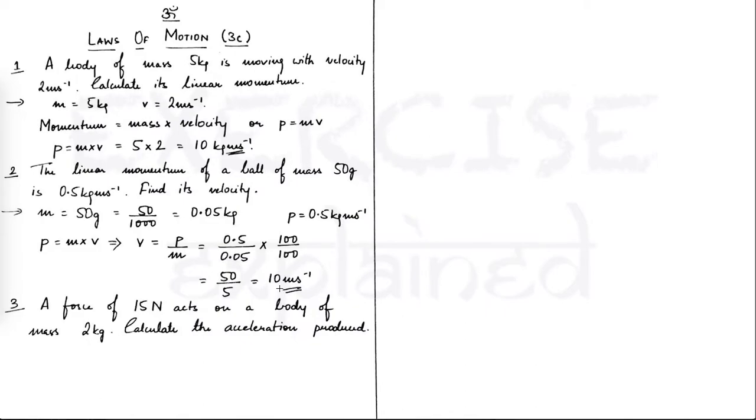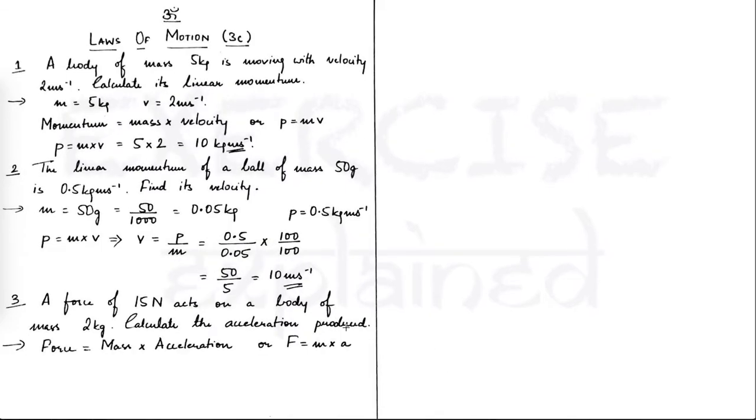Coming to question number 3 of exercise 3C, laws of motion, ICSE 9th. A force of 15 Newton acts on a body of mass 2 kg. Calculate the acceleration produced. Now we know the formula F is equal to m into a, that is force is equal to mass into acceleration. So I'll be using that formula, that is F is equal to m into a, where F is 15 and m is 2. We need to find a.